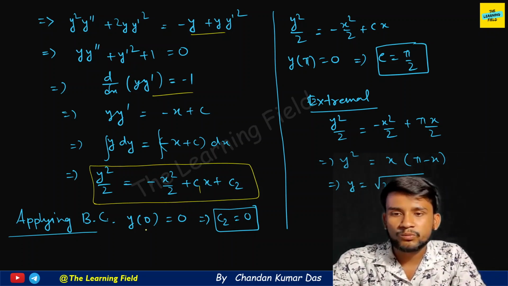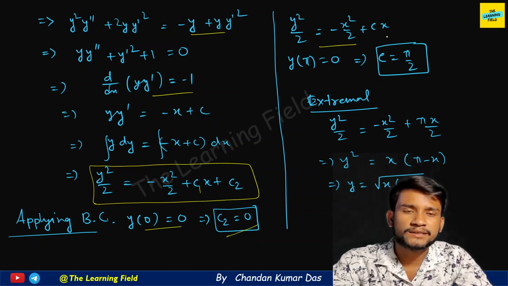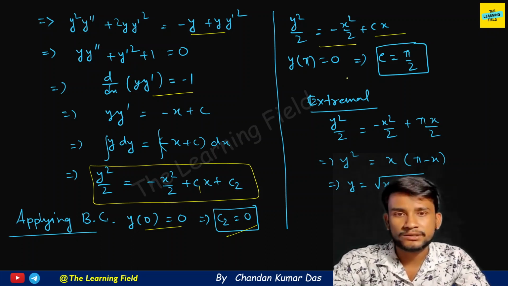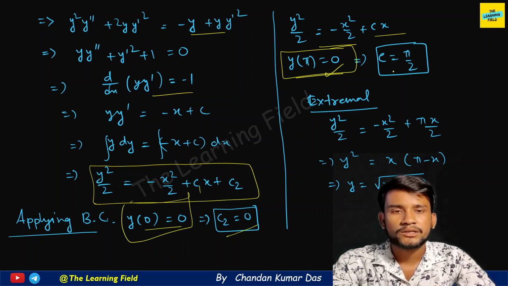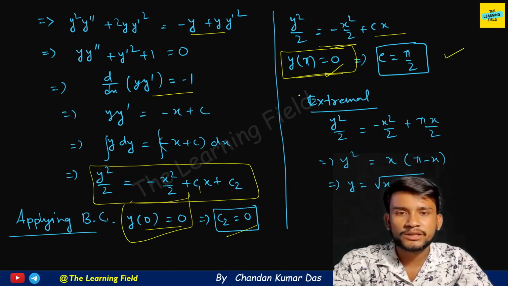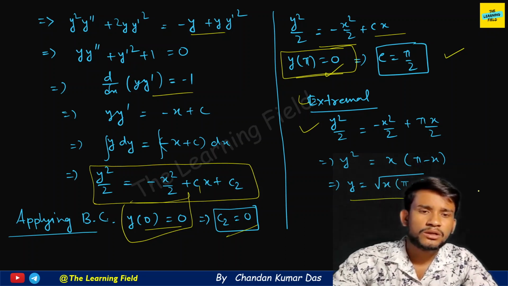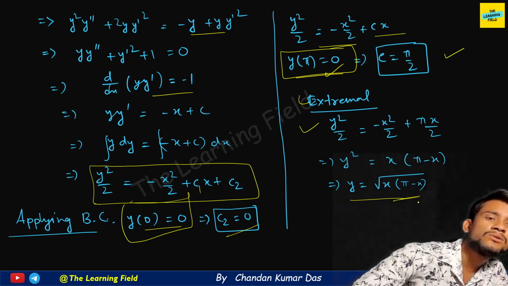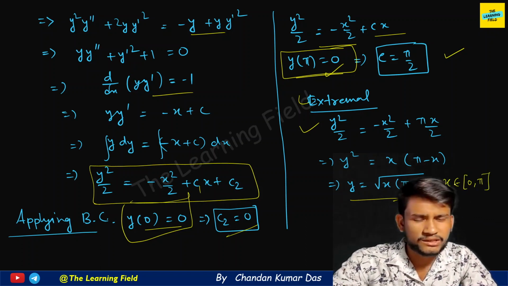So applying the boundary condition y(0) equal to 0 implies c2 equal to 0, and this gives y square equal to minus x square by 2 plus cx, where c is the first integrating constant. And y(pi) equal to 0. These two are the given boundary conditions, and they give c equal to pi by 2. Therefore the extremal is y square equal to minus x square by 2 plus pi x by 2. Therefore we get y equal to root under x into (pi minus x). Since x belongs to [0, pi], we take simply the positive square root.